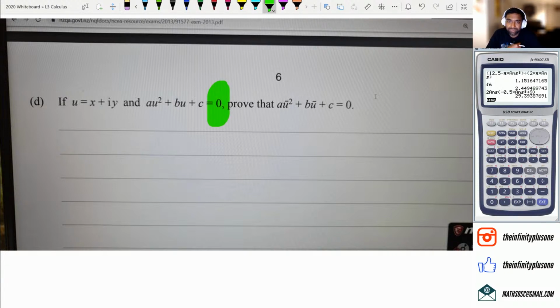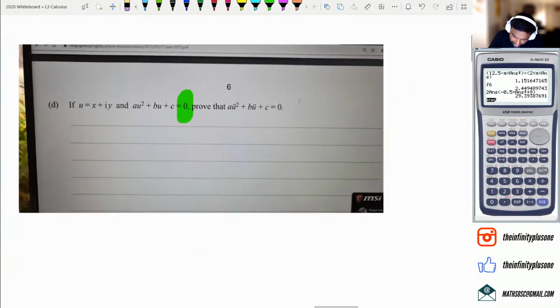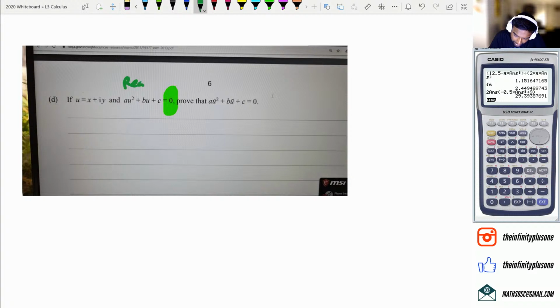It says that au squared plus bu plus c equals 0, which means the real, I really need to use a smaller pen for this. The real part is going to equal 0, and the imaginary part is also going to equal 0.